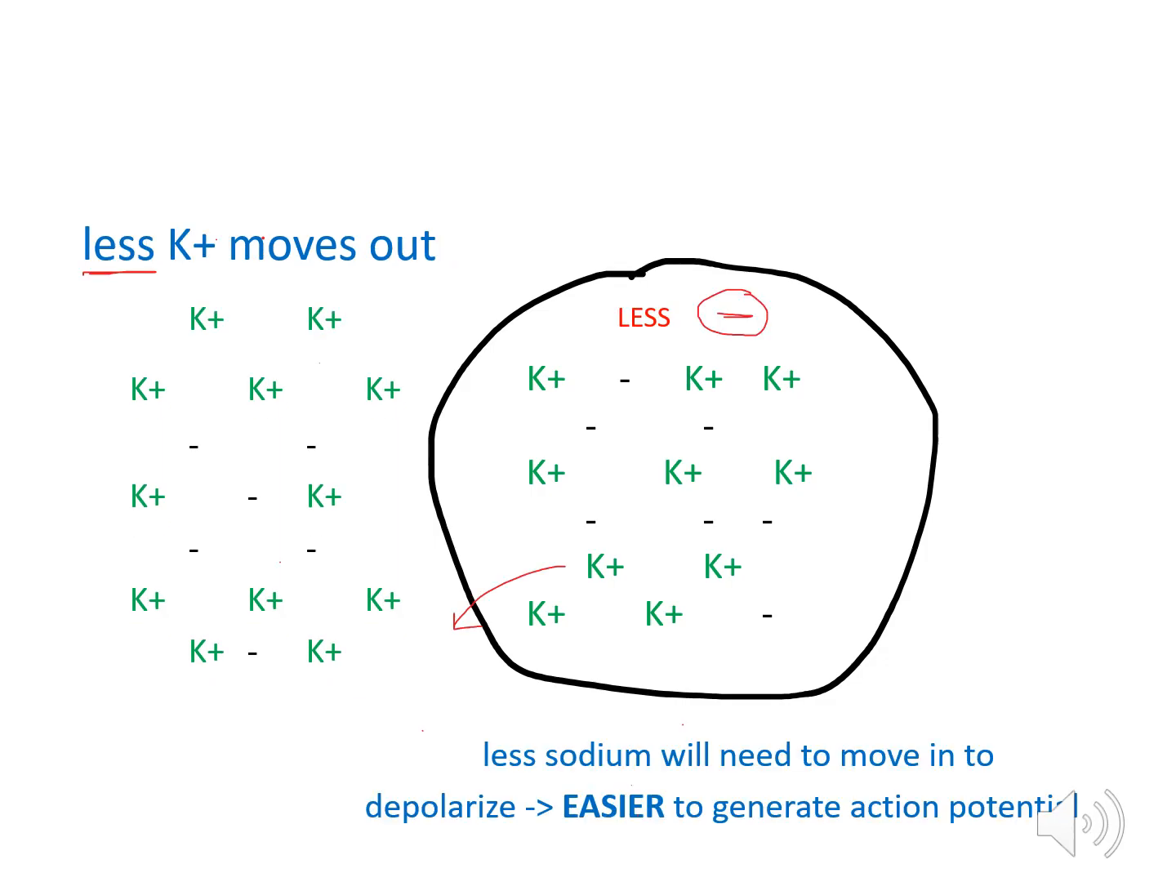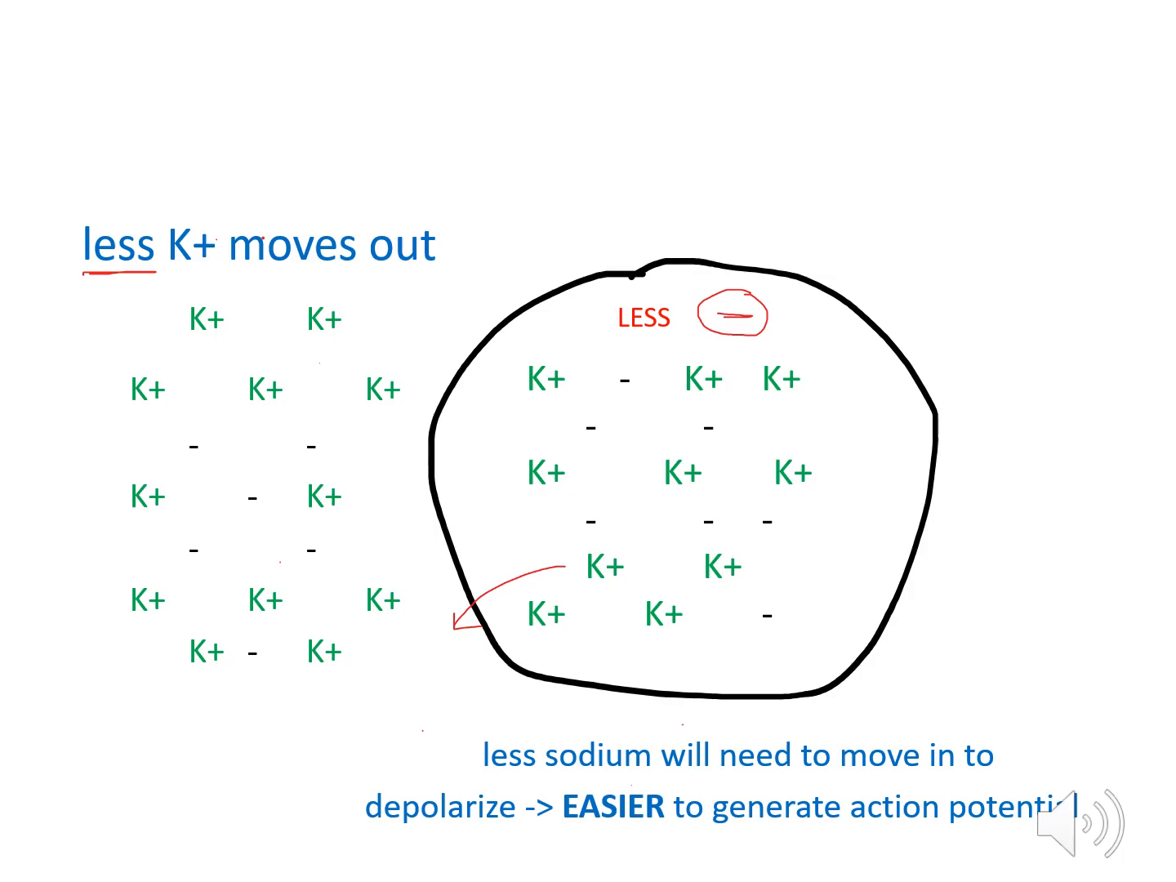Since the gradient is not as big, there isn't going to be as much potassium leaving the cell, which means the cell is not going to be as negative on the inside as it usually is. Okay, and if it's less negative on the inside than it usually is, that means less sodium will need to enter that cell in order to depolarize it, so it becomes easier to generate an action potential.